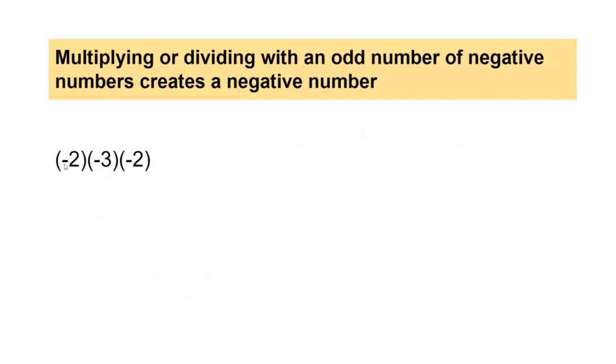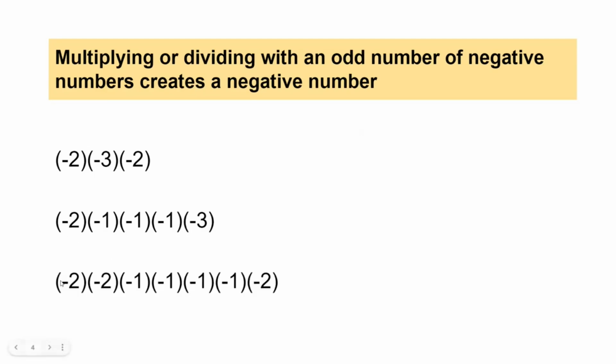Here's an example. We have 1, 2, 3 negatives. The answer to this will be a negative number. Two negatives will cancel, leaving one negative. Here we have 1, 2, 3, 4, 5 negatives. 5 is an odd number. The result of this will be negative.